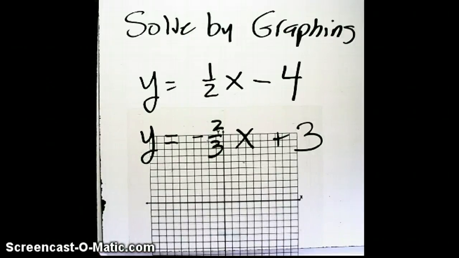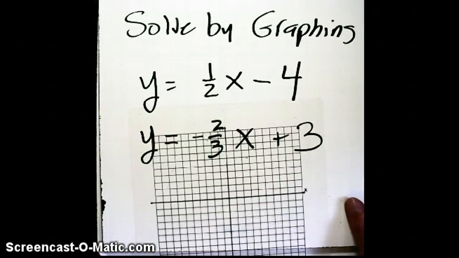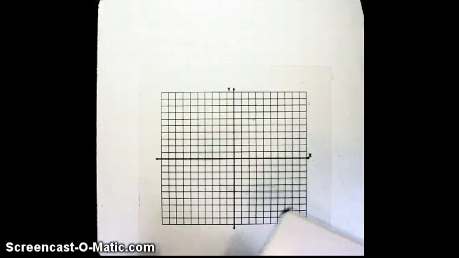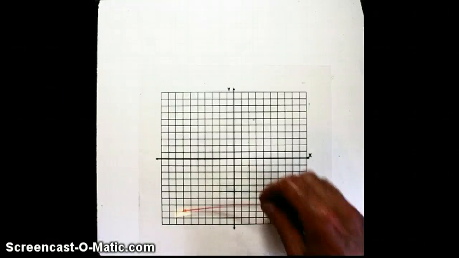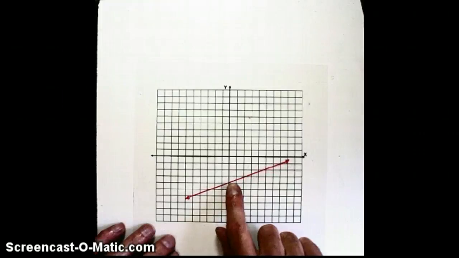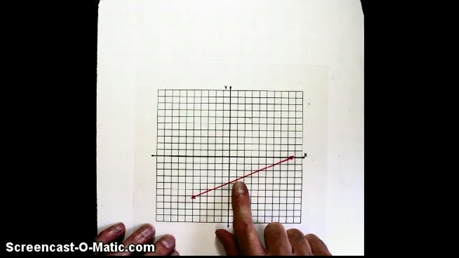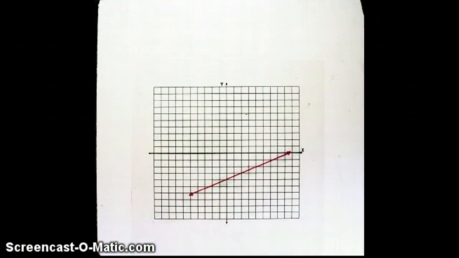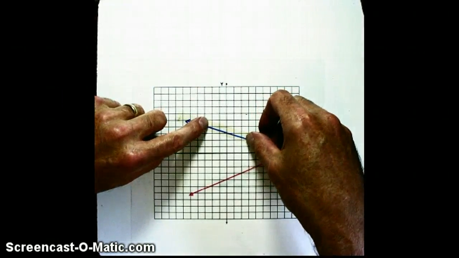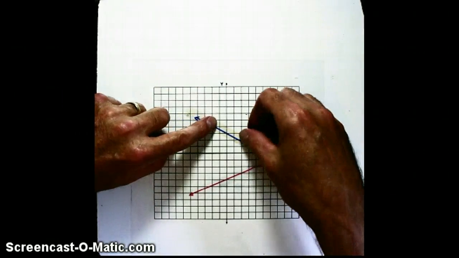So the first one was y equals 1/2 x minus 4. Let me just move this up here. No, that's not going to work. Right here. Okay. So 1/2 x minus 4. That was the first one. Well, the y-intercept is negative 4. And remember, it was 1/2 x. So that would go right here. Now the second one was negative 2/3 x plus 3. I'm going to go plus 3, negative 2/3, which means I'm going down 2 to the right 3.